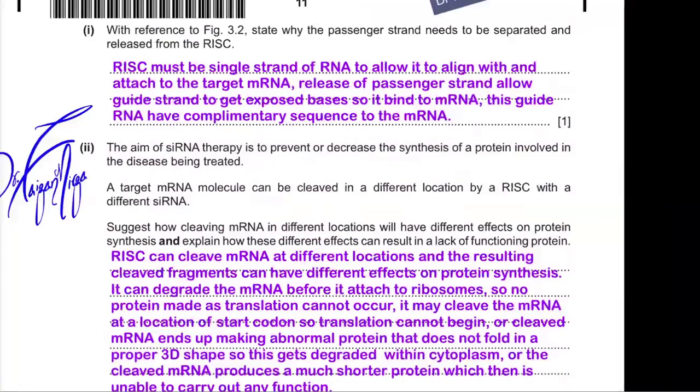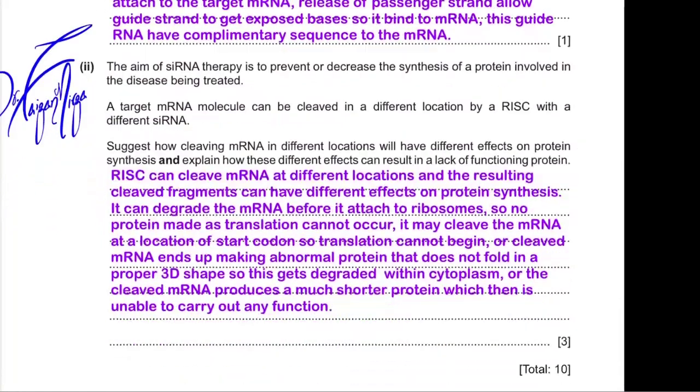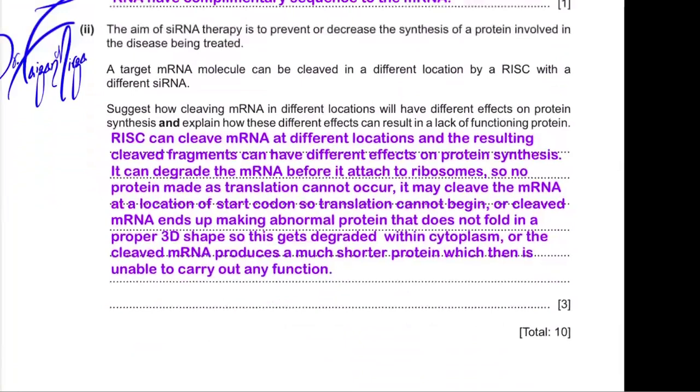With reference to figure 3.2, state why the passenger strand needs to be released from RISC. Because RISC must have a single strand of RNA to allow it to align and attach to the target mRNA, and the release of the passenger strand allows the guide RNA strand to get exposed. The bases can then come in contact with the mRNA, and this guide RNA will have a complementary sequence to the mRNA. The last part: the aim of siRNA therapy is to prevent the disease from occurring.